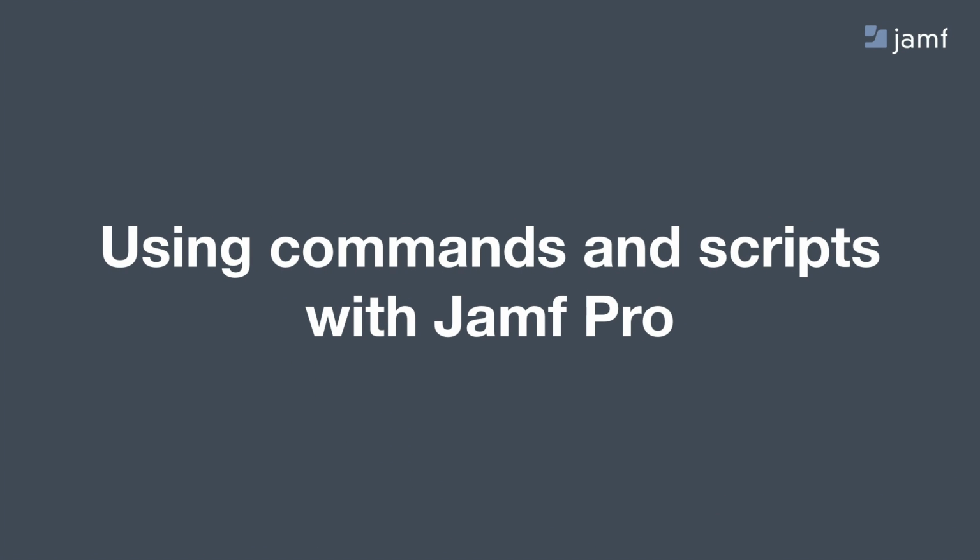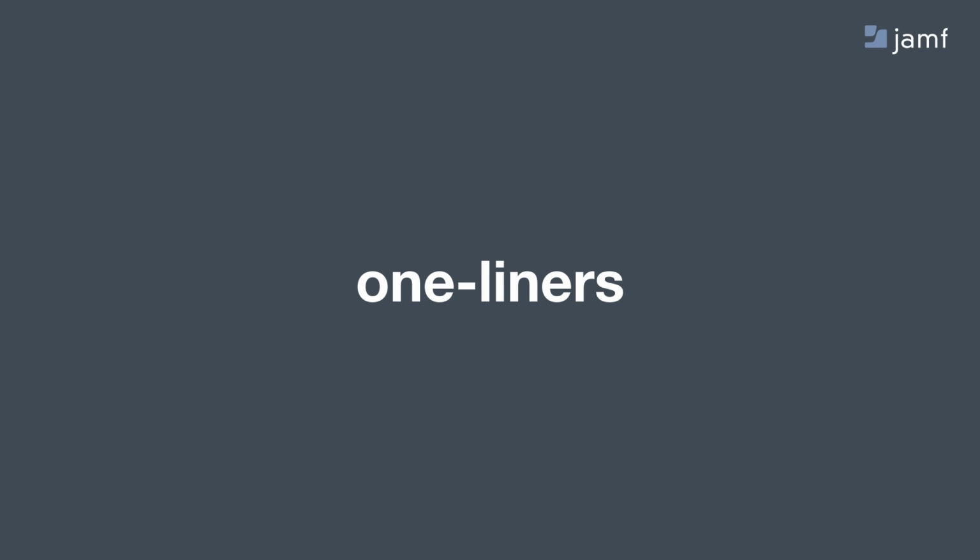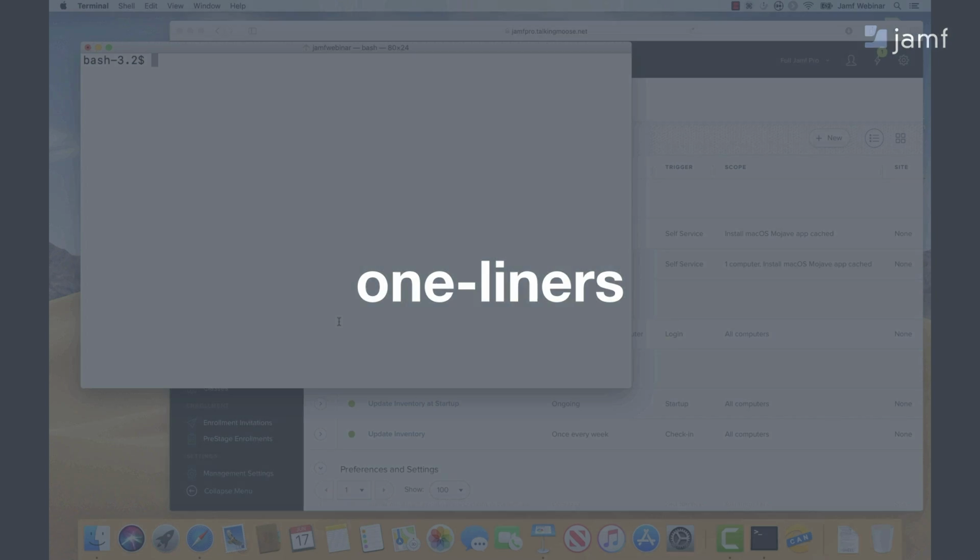So far, we've been running all of our commands and scripts in Terminal on one Mac. How then do we use them with Jamf Pro? We'll start with one-liners. These are just simple one-off commands we've been using in Terminal already. Wouldn't it be nice to just run one command on all of our Macs? That's very possible with just a Jamf Pro policy.